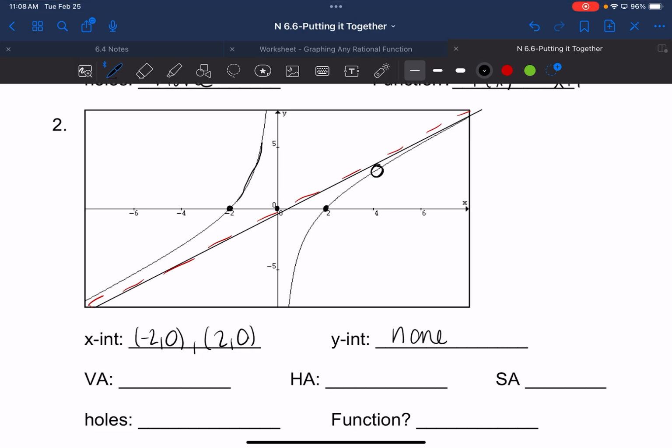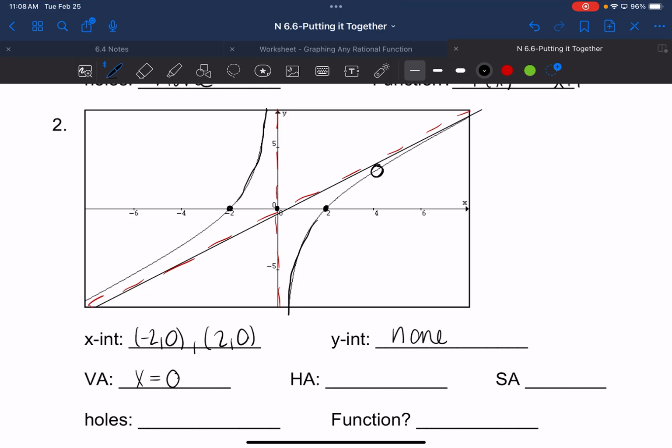What about this curve right here? What's it getting close to? And what's this curve getting close to? 0. So we do have one there. We just can't see it because it's on the axis, right? So we have a vertical asymptote at x equals 0.